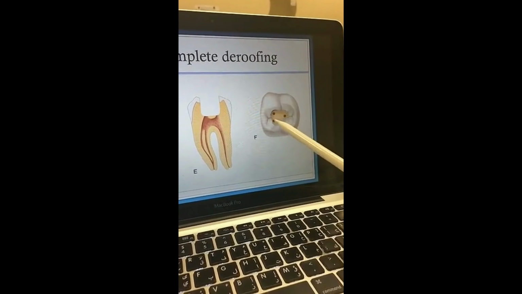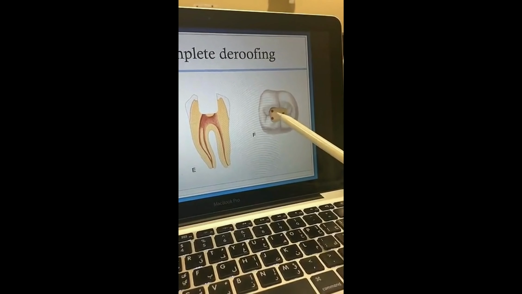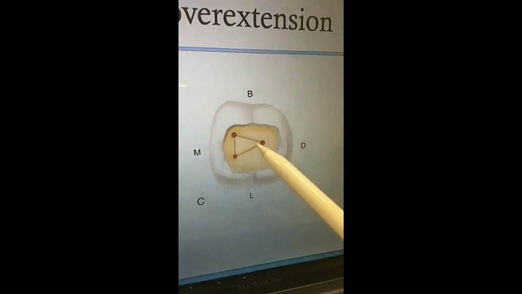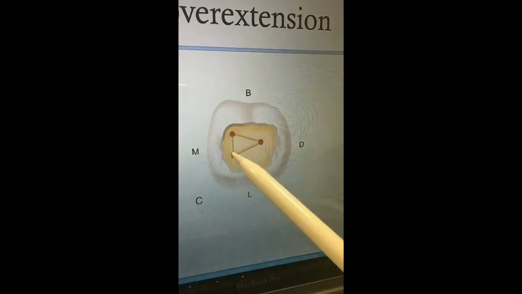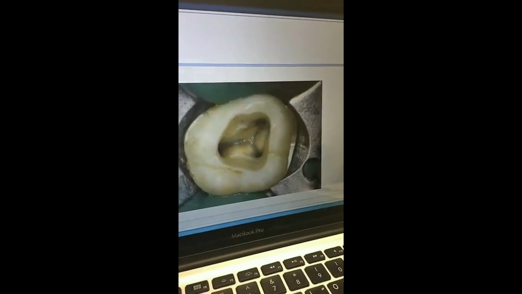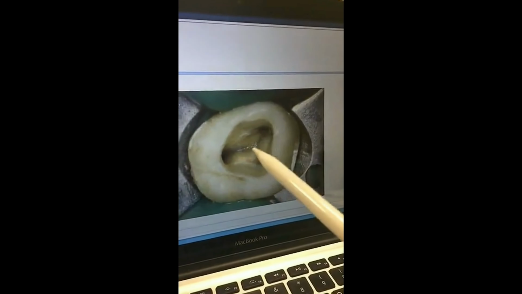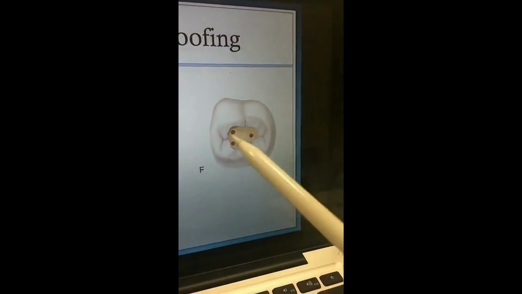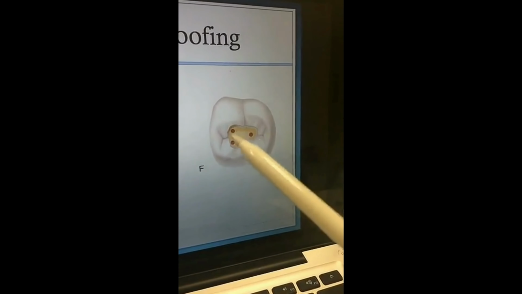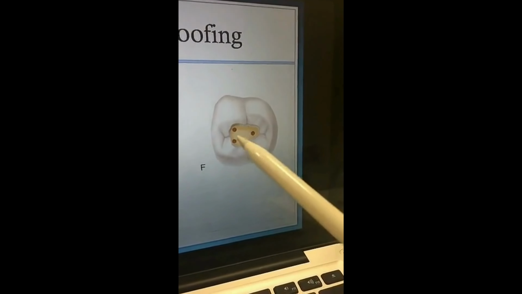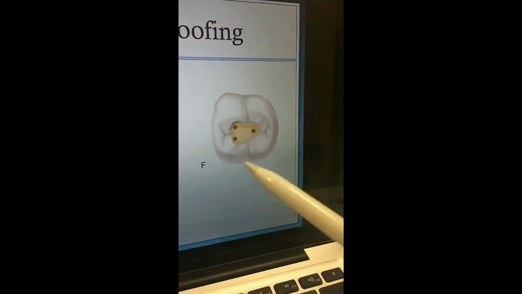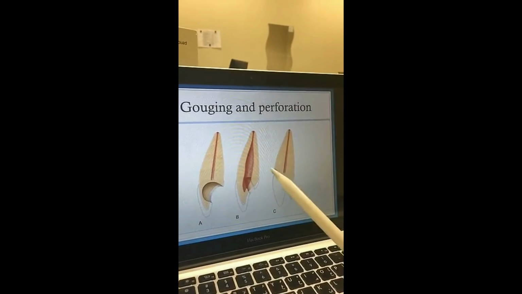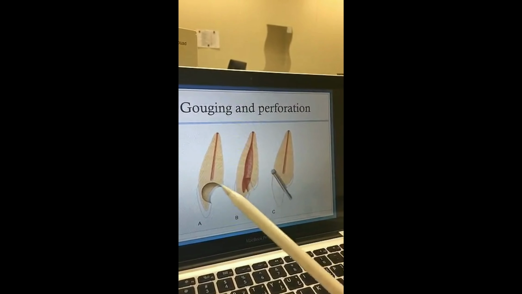And when I look to this picture, I know this is dentin, this is not pulpal floor. How do I know? Pulpal floor should have line connecting between the orifices. Pulpal floor also usually is dark in color. When you see light color of dentin and no lines connecting between orifice that you think it's orifice, you know this is incomplete deroofing. So when you don't align your burr properly, you will end up with perforation or gouging.